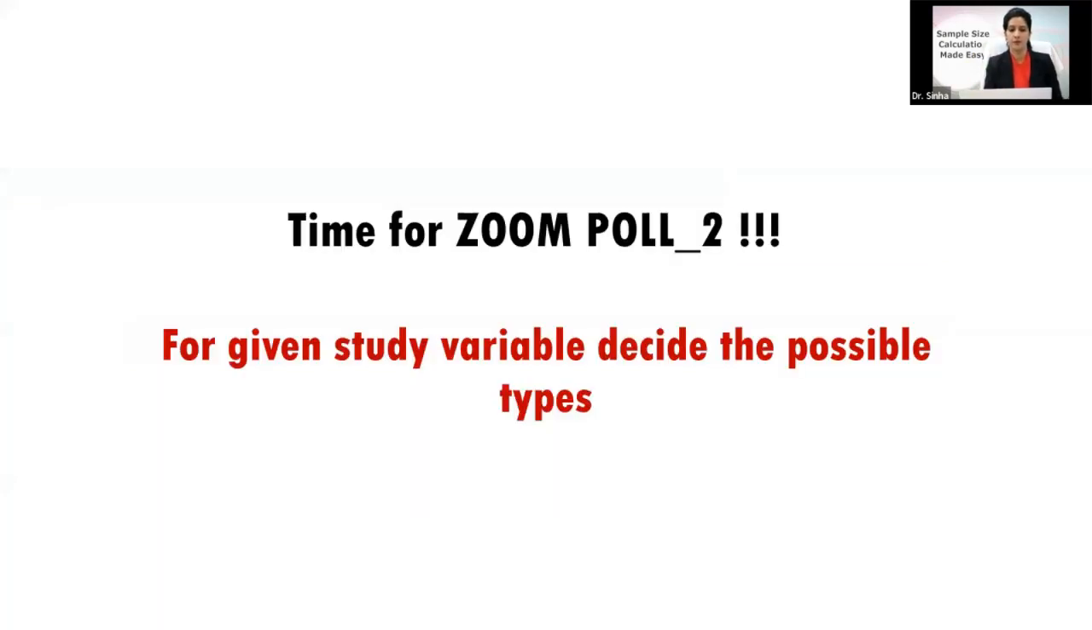Now it's time for the Zoom poll. You have to answer this question. The study variable is gender: only mean possible, both possible, or only proportion possible.